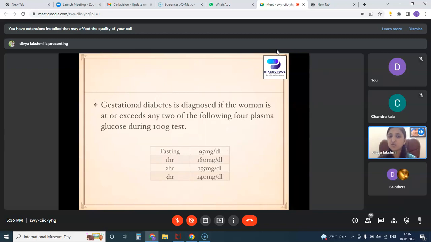So the values you can correlate: in the fasting state, it should be less than 95 milligram per deciliter. In the first hour, it should be less than 180 milligram per deciliter. In the second hour, it should be less than 155. And in the third hour, it should be less than 140 milligram per deciliter. Anything above this, any values deranged, we term them as gestational diabetes.